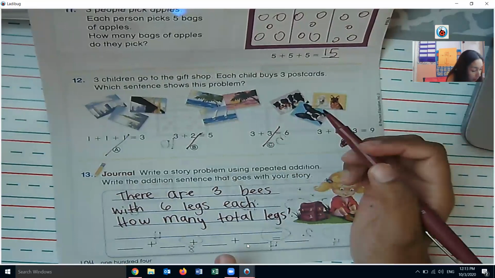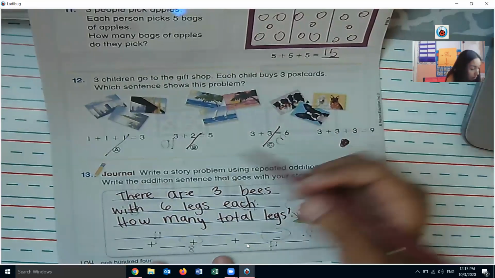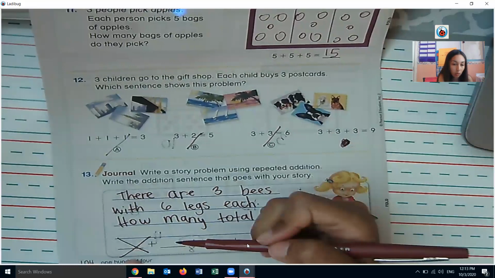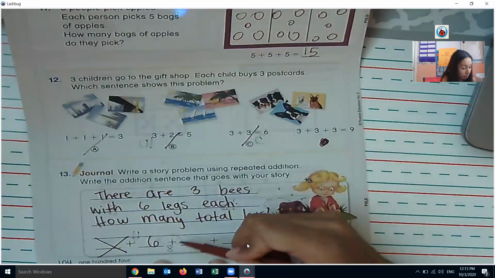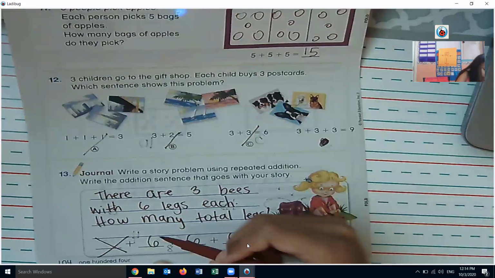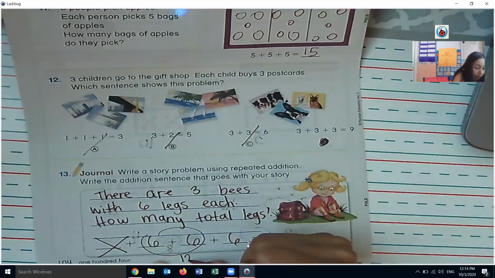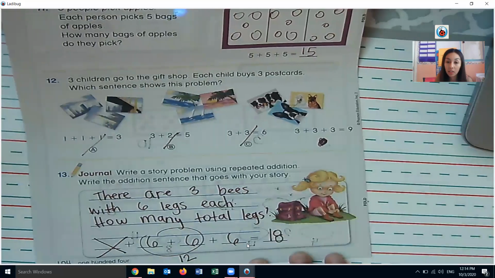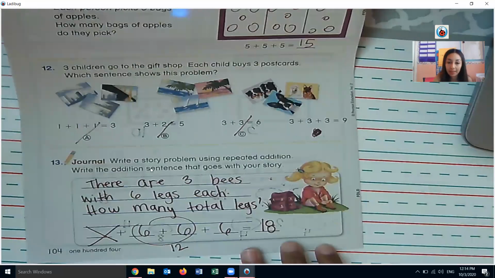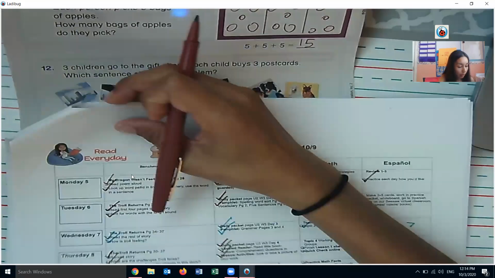You know what, I think they gave me too many lines, so let me put an X on this one. I just need 3 spaces. And then I'm going to go 6 legs plus 6 legs plus 6 legs. So if I add 6 plus 6, that gives me 12. 12 plus 6 more is 18 legs in all for those 3 bees. Okay, so that is our topic for lesson 1.